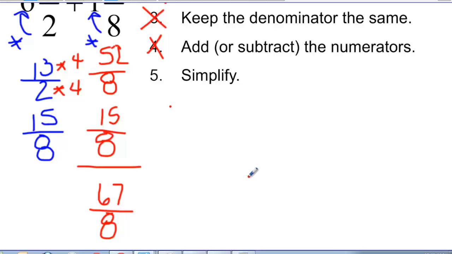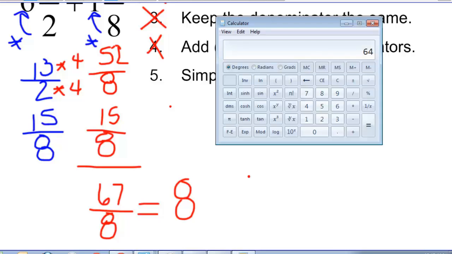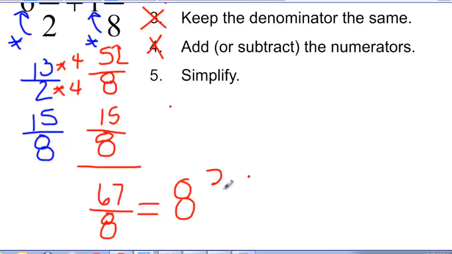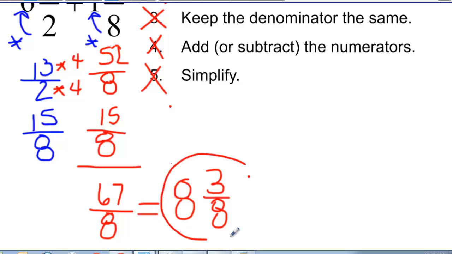So I'm again going to ask myself, how many times does 8 go into 67? I happen to know that 8 times 8 is 64, so I know that 8 goes into 67 8 times. Or you could use a calculator. So I've now taken away 64 eighths from my 67 eighths, and I'm left with 3 eighths left over. And 3 eighths is in lowest terms or simplified, so I'm done, and 8 3/8 is my answer.